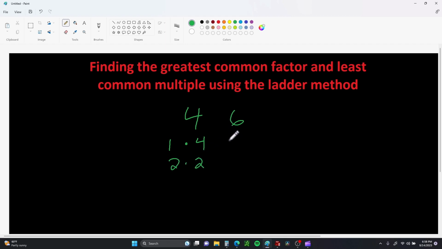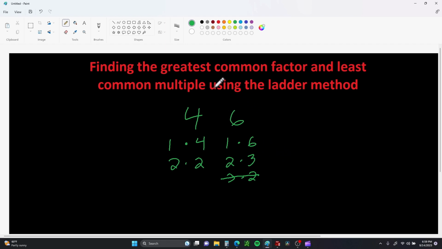And then for the 6 over here, it's 1 times 6 for the first factor pair. Then I move to 2 because this is a 1. Then I go to 2 times 3. And then I can go to 3. But 3 times 2, this one is the same. These two factors are the same as these two. Since they're a duplicate, I'm just going to cross them off.